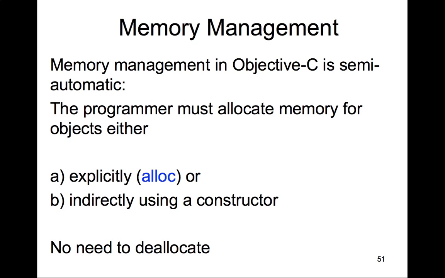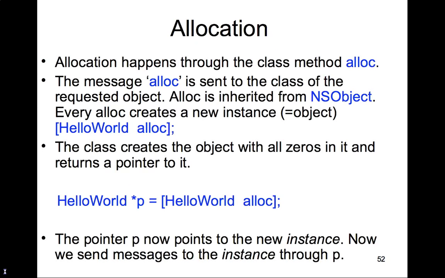Memory management. So we've seen the alloc. We already know about memory. Memory management in Objective-C is semi-automatic. So we've seen this already. The programmer must allocate, allocate, allocate, but never has to deallocate. So you explicitly allocate or indirectly use constructors. You can do the old traditional style and then use alloc in your initializers, and in your initializer you create the memory for the object. That way you don't have to call it out in main. No need to deallocate ever.